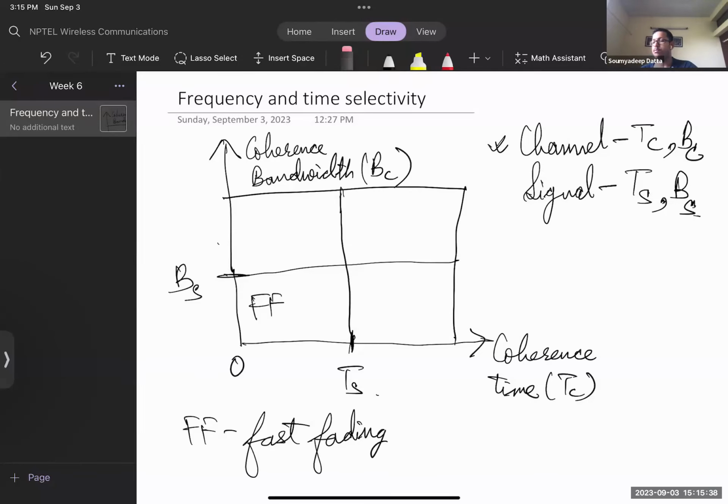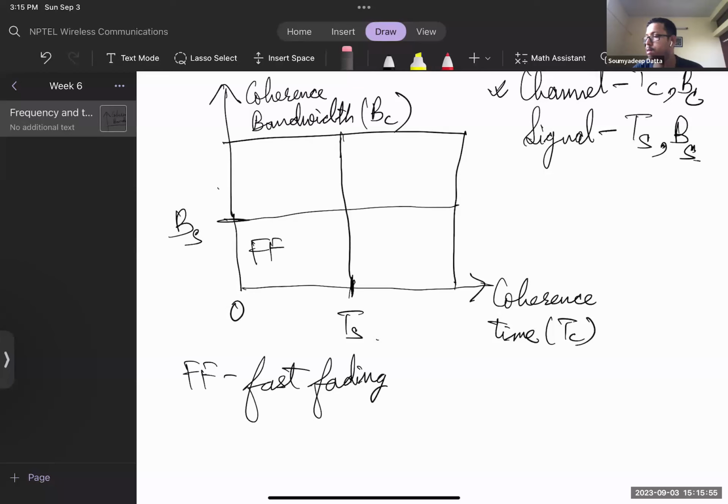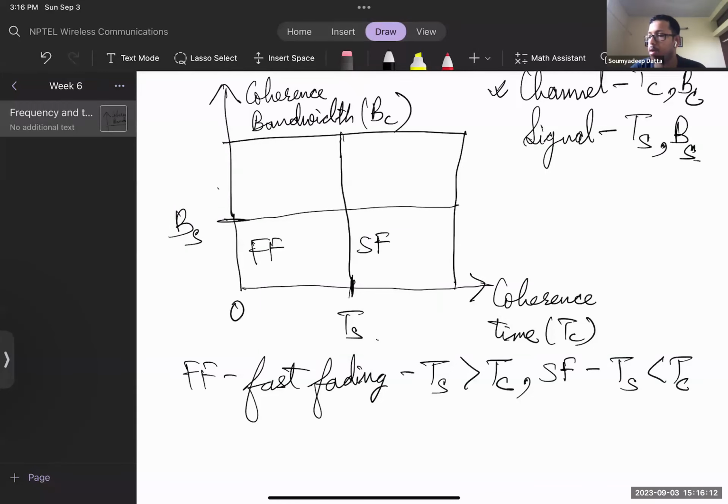So if that time period is smaller than the time taken to transmit a full signal, it means that the channel changes before you have completed transmitting the signal. So the condition for fast fading is therefore Ts greater than Tc. And similarly, slow fading will be the opposite condition, Ts less than Tc. So this is slow fading. And I can repeat it above also.